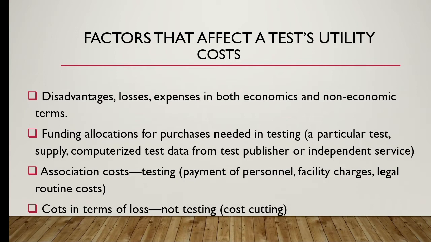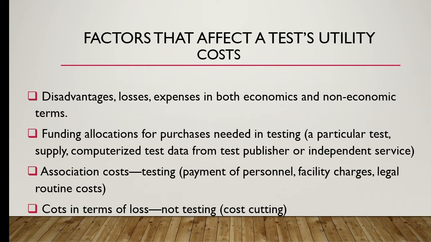Also, if testing is to be conducted, then it may be necessary to allocate funds to purchase a particular test, a supply of blank test protocols, and computerized test processing, scoring, and interpretation from the test publisher or some independent service. Associated costs of testing may come in the form of: 1. Payment to professional personnel and staff associated with test administration, scoring, and interpretation. 2. Facility rental, mortgage, and/or other charges related to the usage of the test facility. And 3. Insurance, legal, accounting, licensing, and other routine costs of doing business.